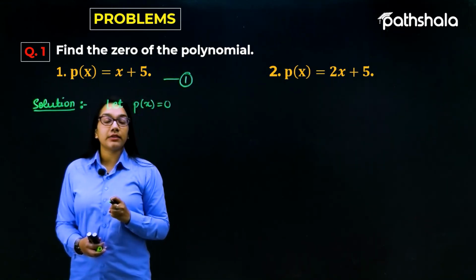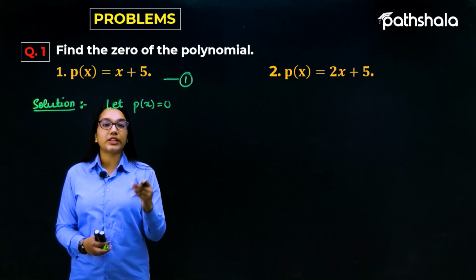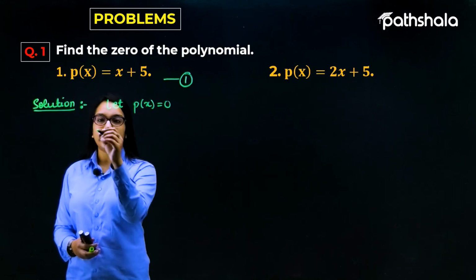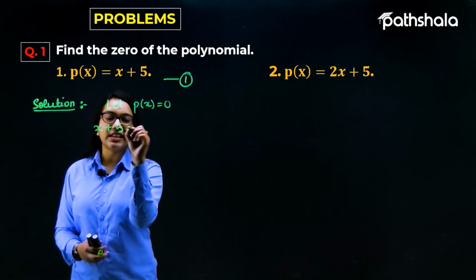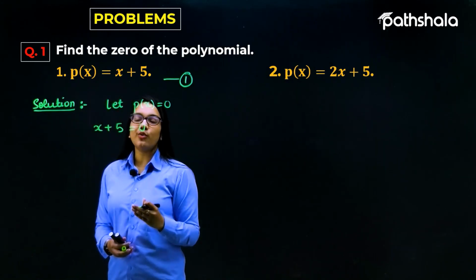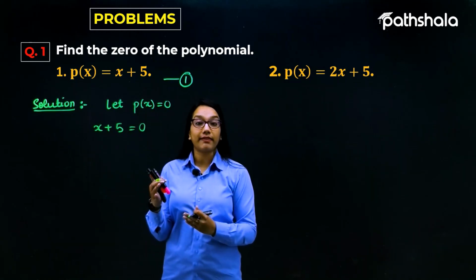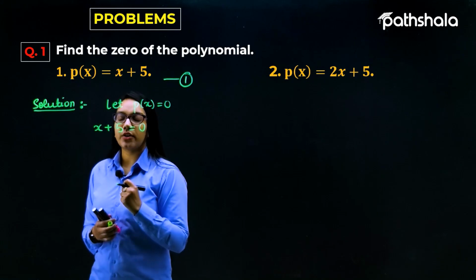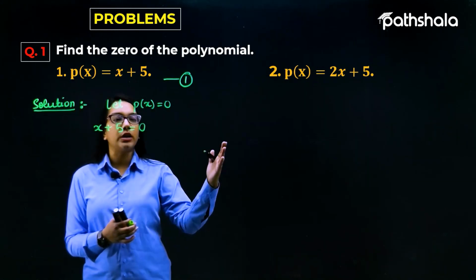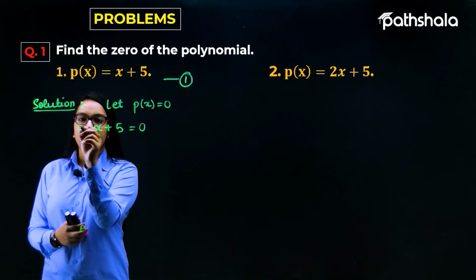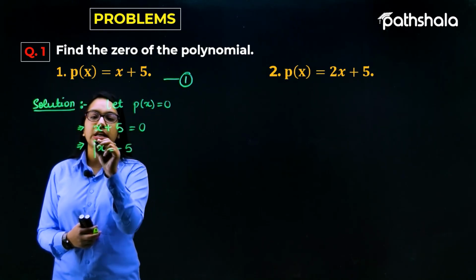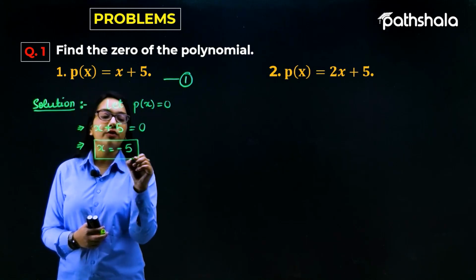As it is given that p(x) is equal to x plus 5, in place of p(x) we can write x plus 5 is equal to 0. The value of x at the end is called the zero of the polynomial. So let us transpose plus 5 to the other side. It would be x is equal to minus 5. So this is the zero of the polynomial.